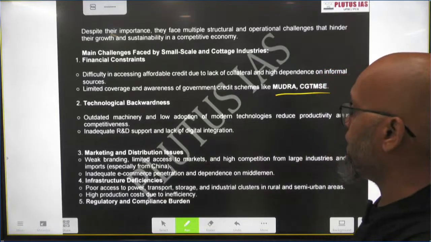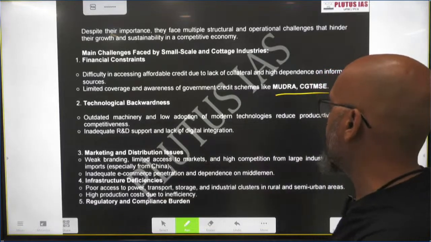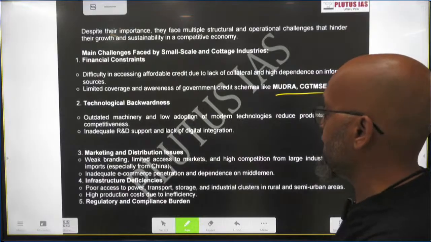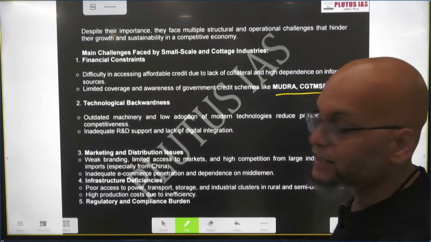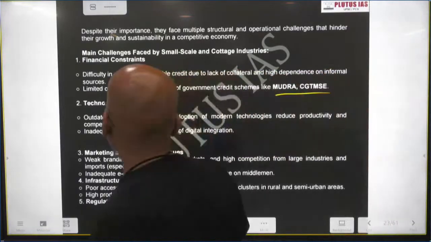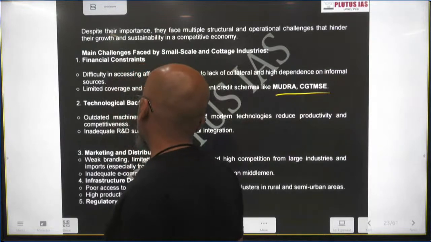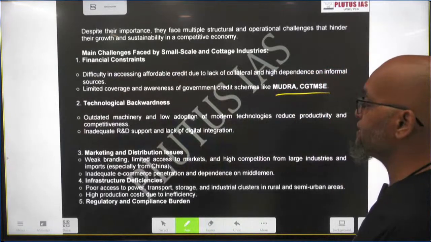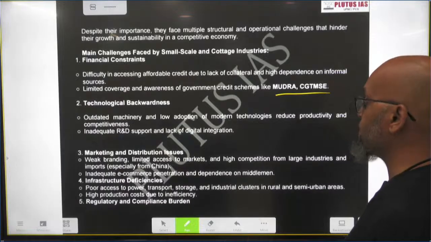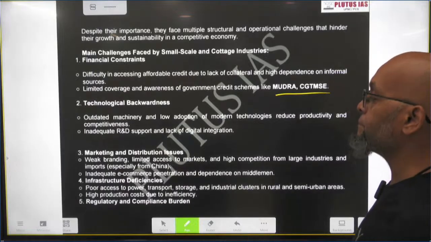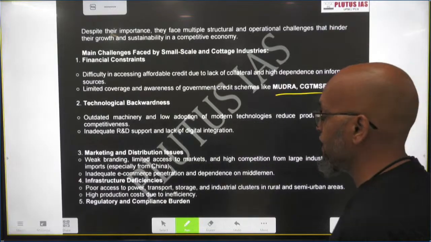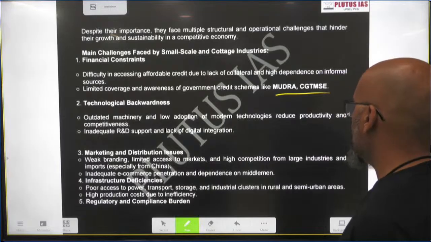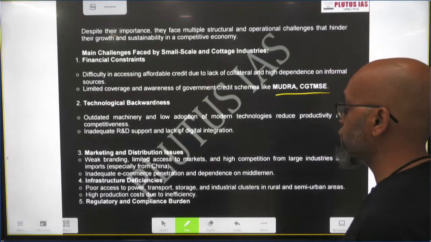Then technological backwardness: outdated machinery and low adoption of modern technologies reduce productivity and competitiveness. Inadequate R&D support and lack of digital integration. Then marketing and distribution issues: weak branding, limited access to markets, and high competition from large industries and imports. Inadequate e-commerce penetration, dependence on middlemen. Then infrastructure deficiencies are also there: poor access to power, transport, storage, and industrial clusters in rural and semi-urban areas. High production costs due to inefficiency.